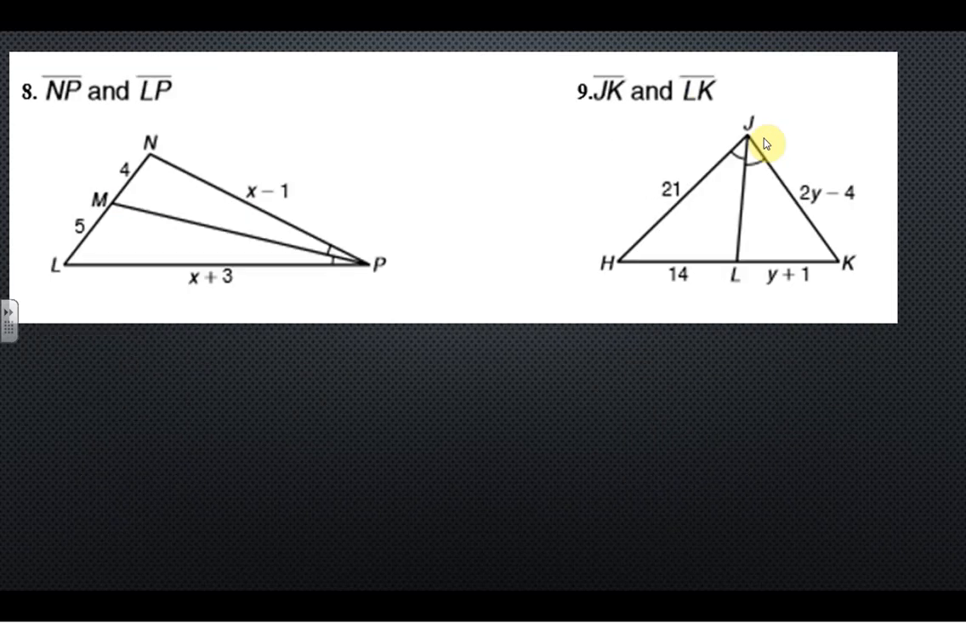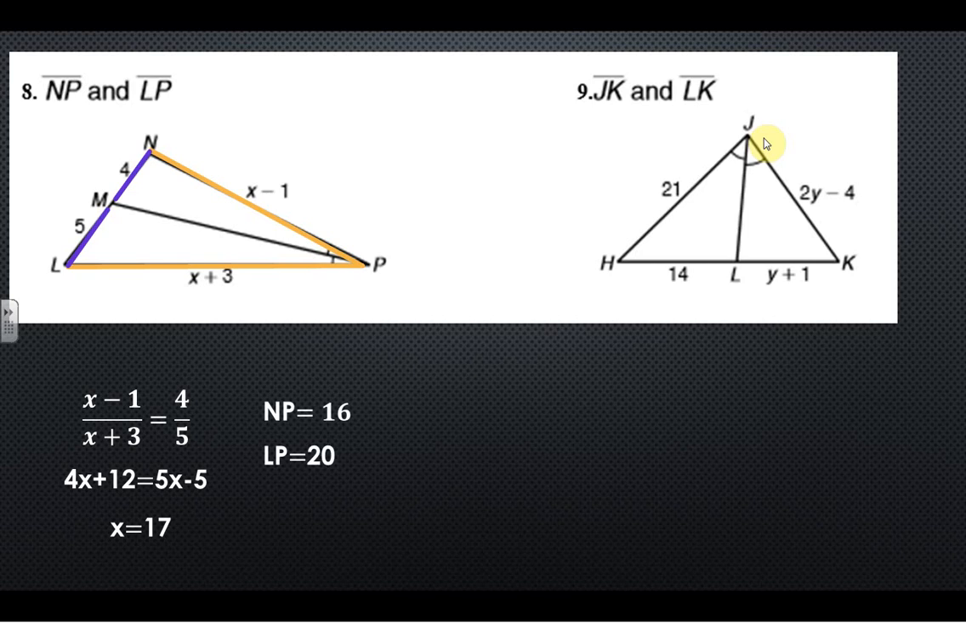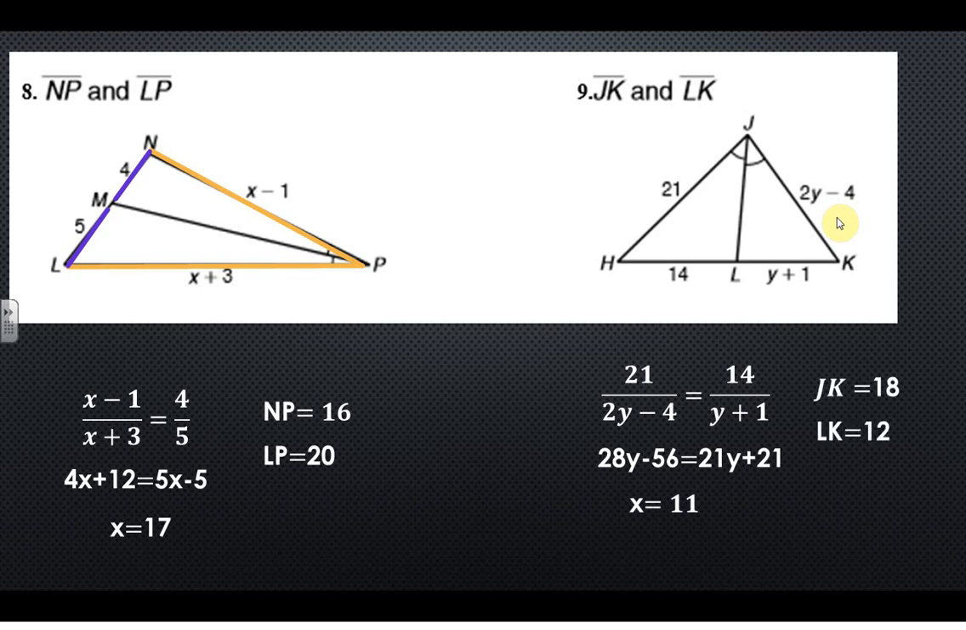Let's do a couple more because this one really throws people off sometimes. So again, I'm going to do the rays of the angle that was bisected, so X plus 1 and X plus 3 and X minus 1, and then the sides across from the angle, which would be 5 and 4. Cross multiply, solve. Make sure you plug it back into what they actually asked for. Over here, again, 21 and 2Y minus 4 are the rays, and then 14 and Y plus 1 are the sides across. Cross multiply, solve, substitute your values in.